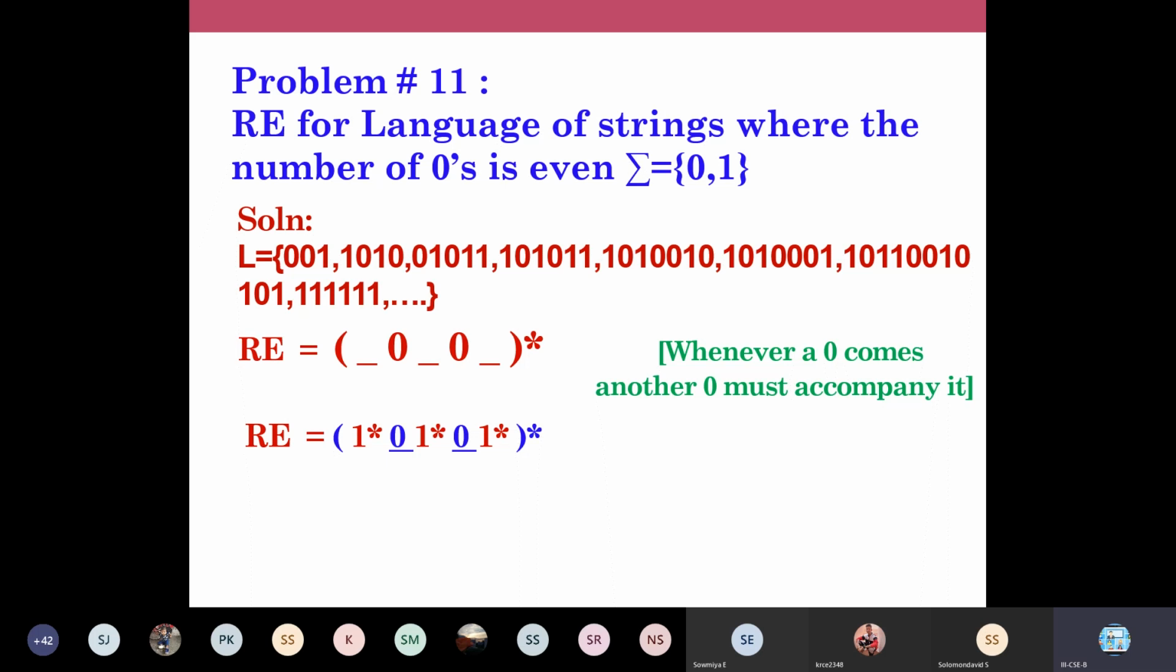The last string in the language, my string may have just ones alone. To ensure that, I can write like this: 1 star on either end of this closure. Write the final answer from the chat box. That will be your final answer. You have to place a 1 star on either end of this parenthesis.